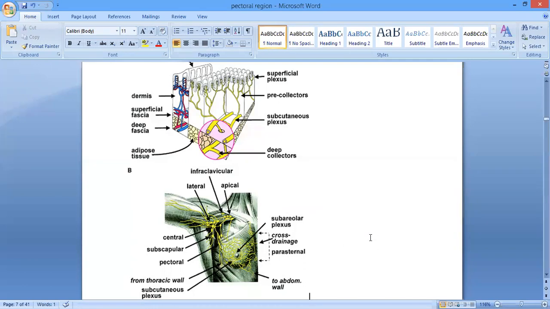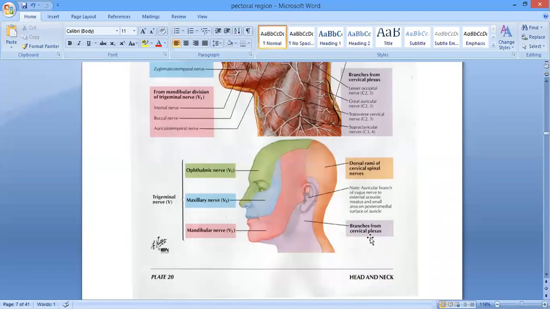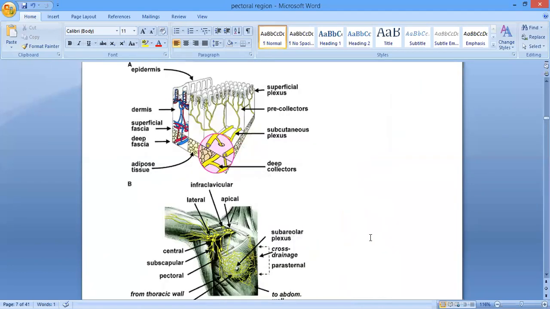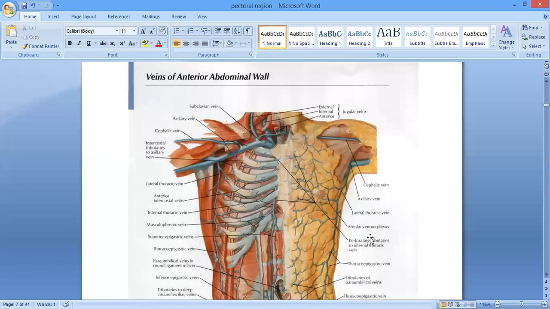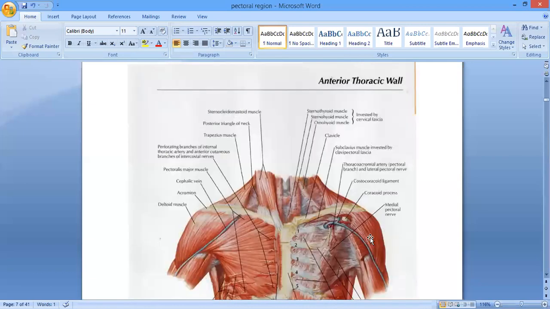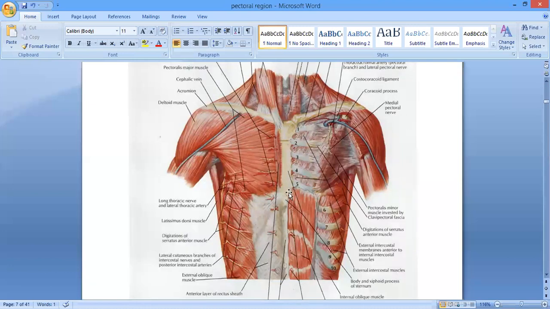Now first of all we'll talk about the cutaneous nerves. Okay, when we are going to talk about the cutaneous nerves, the cutaneous innervation of the pectoral region, for that very purpose, we are going to divide the pectoral region into the 2 parts, the upper pectoral region and the lower pectoral region.